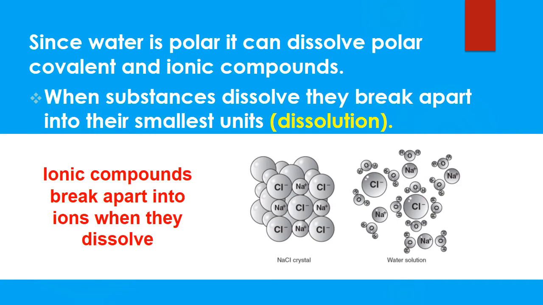So when substances dissolve, they seem to disappear because they break up into particles or pieces that are too small for us to see with the naked eye. So that's why we say dissolution. They break up into the smallest pieces. They don't disappear. They just break up into small pieces that we cannot see in the solution.